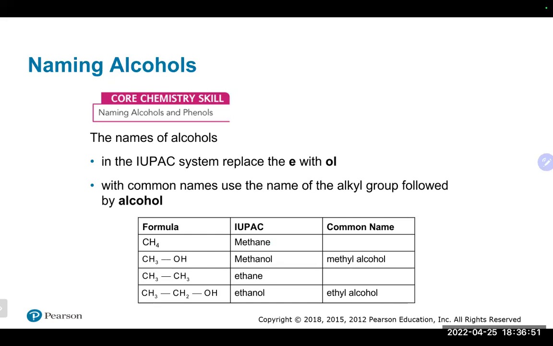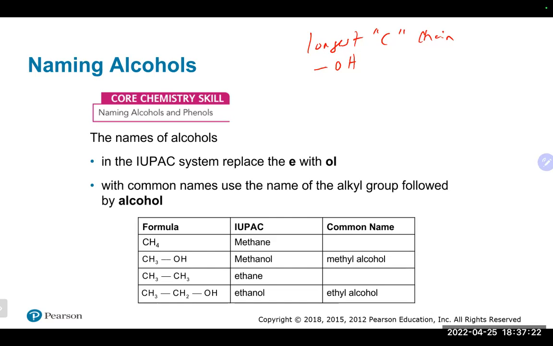You want to find the longest continuous carbon chain, but the longest continuous carbon chain needs to have the OH group in it. So the longest carbon chain that has the OH group in it will be your alcohol, and it will be your main part of the name. You will go to your alkanes, drop the ANE, put the OL at the end of it. Any other group that's attached, you will name like normal. You'll give the number and where it's located.